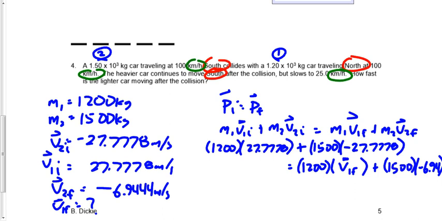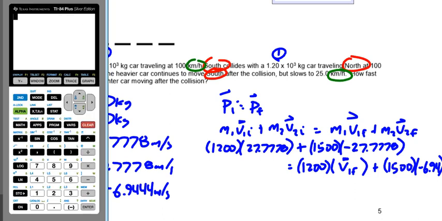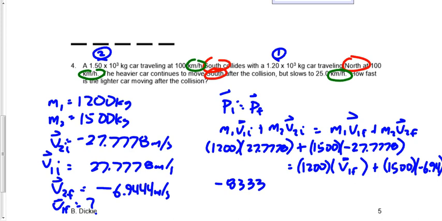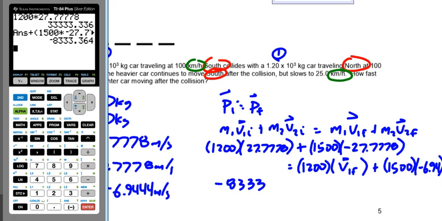Whew. Okay, let's haul out this calculator for this one. 1,200 times 27.7778. Let's add to that 1,500 times negative 27.7778. That's the left-hand side, right? Get it? That's my left-hand side. Let's write that down. Negative 8333.364.